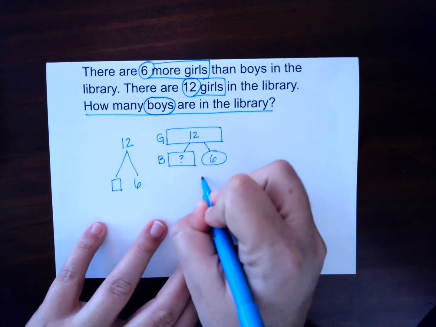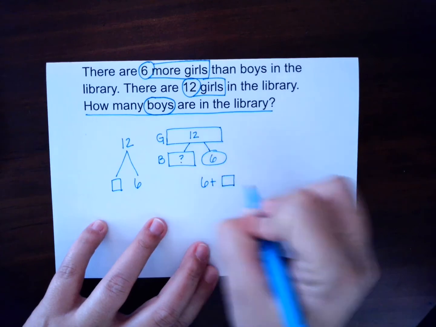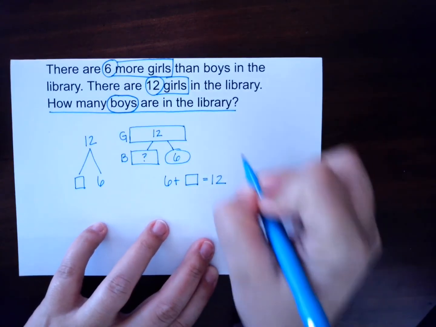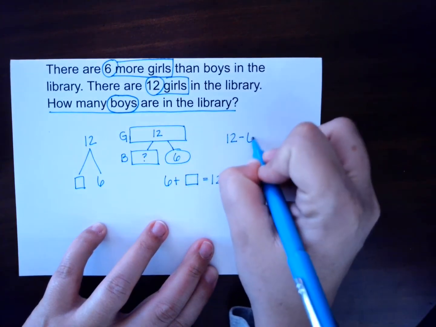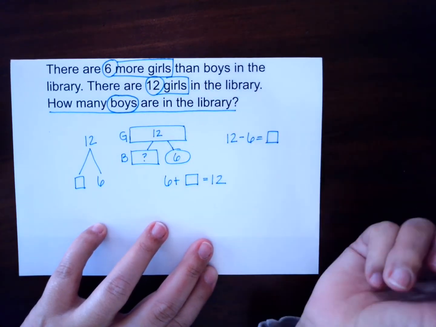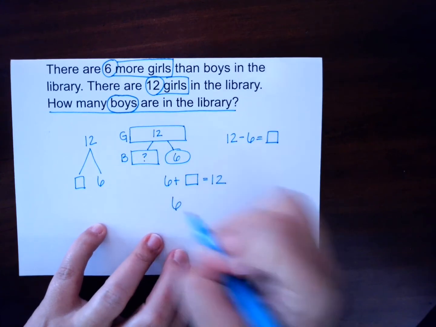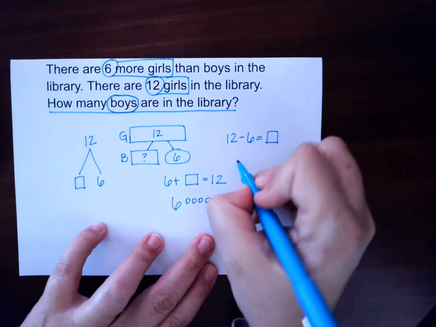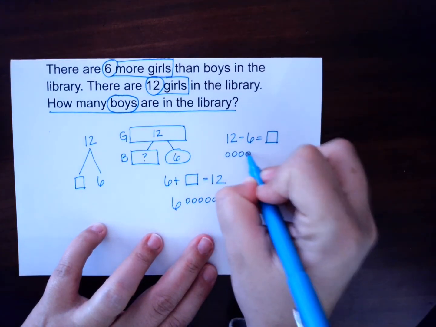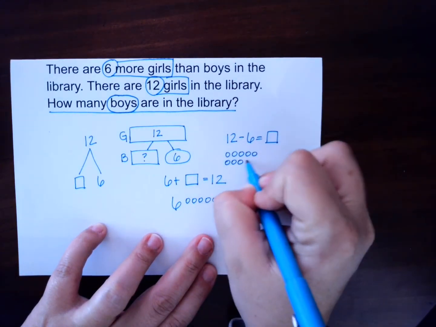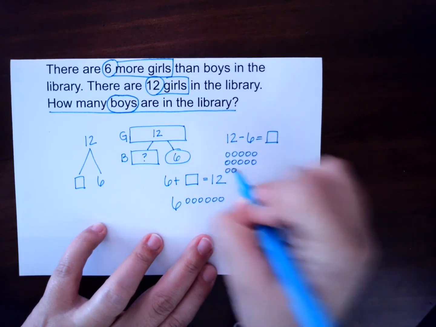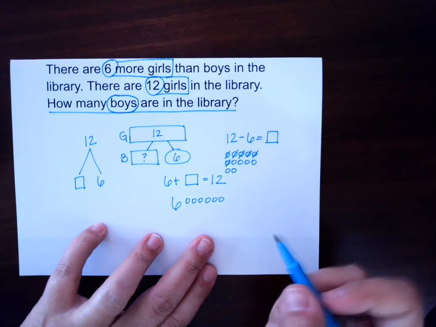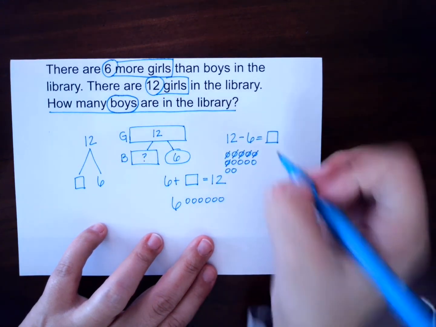Some people prefer to do the adding up method. That looks like that. While other people prefer to do 12 minus 6 equals box. Either way is totally fine. So I have 6, 7, 8, 9, 10, 11, 12. Or I can have 12 circles. I like to draw them in groups of 5. And I can cross off 6 of them. And I get 6 left over.